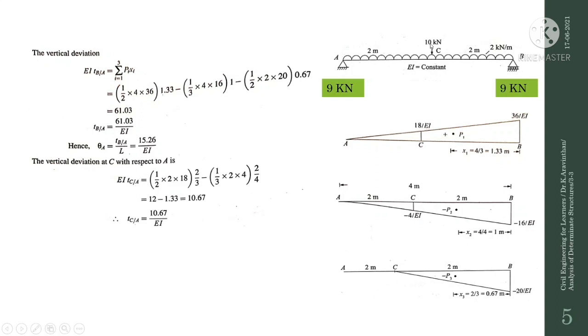Next, the bending moment due to the point load, that is 10 kilonewton. So at point B, 10 into 2 will be 20.